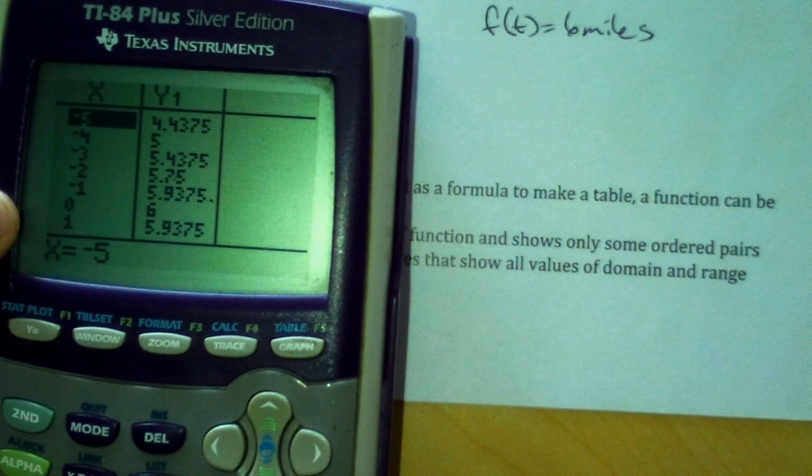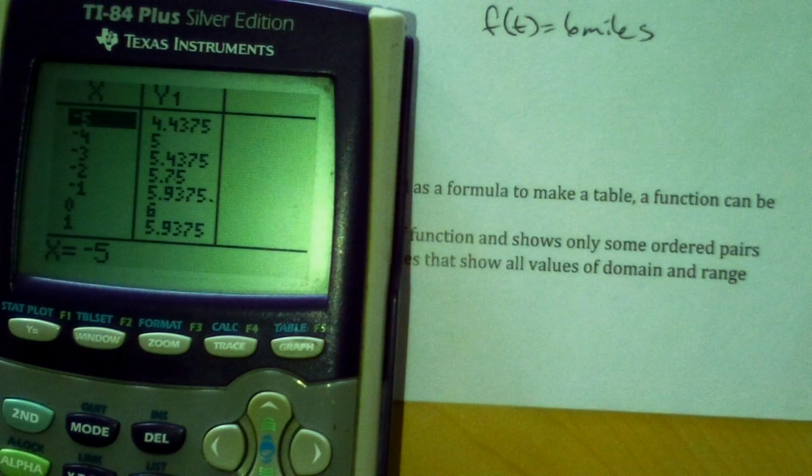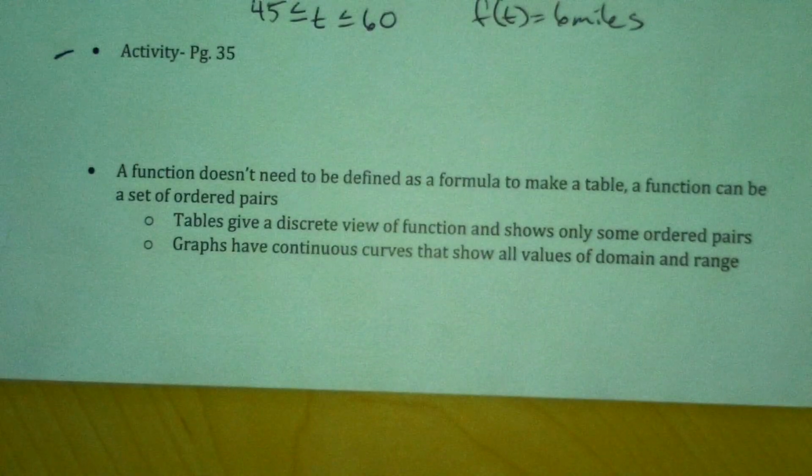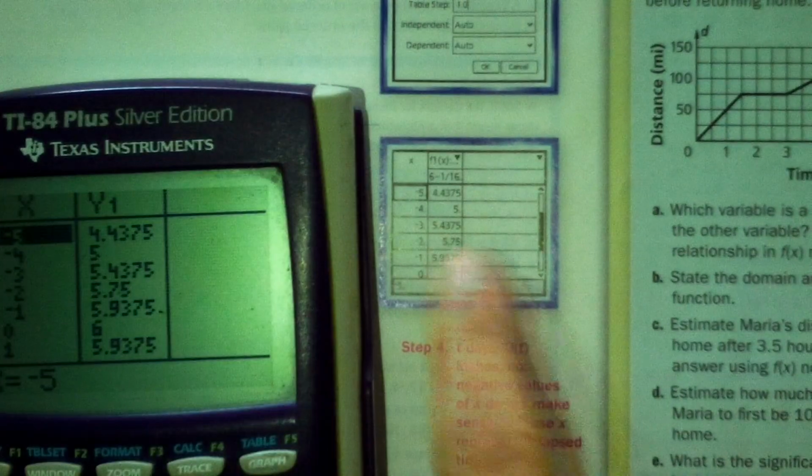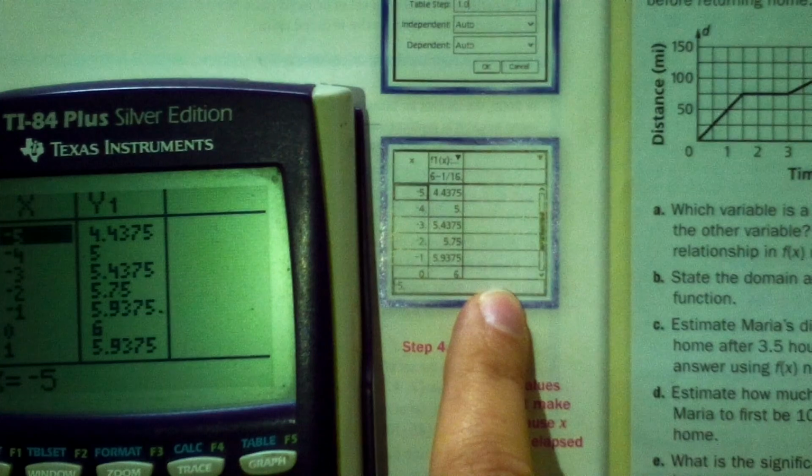Right there. You should have the same exact numbers as what it has in the book. Everybody have the same exact thing as what's in the book? Okay. Alright, so that's that. So if they ever ask you to mess with the table, that's how you do that.